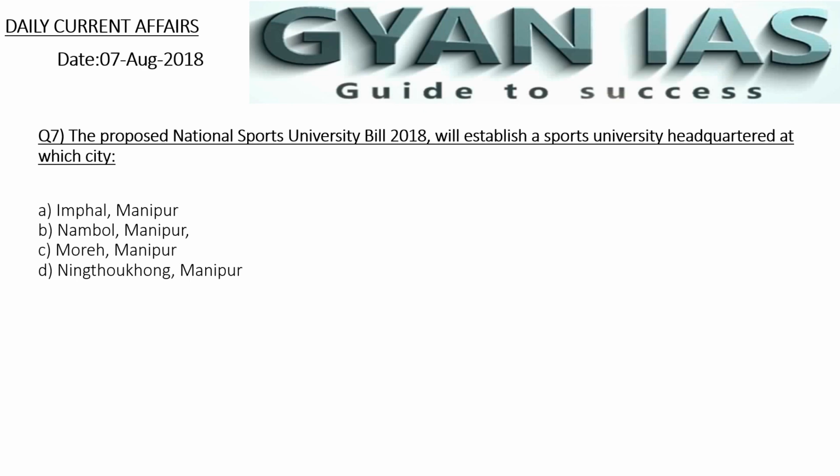The seventh question for today: the proposed National Sports University Bill 2018 will establish a sports university headquartered at which city? A. Imphal, Manipur. B. Nambol, Manipur. C. Moirang, Manipur. And D. Ningthoukhong, Manipur. The correct option here is A.